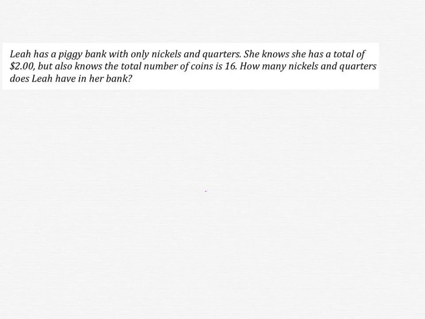So let's first identify what exactly the coins are that we have. We have nickels and we have quarters. We also know that together those nickels and quarters total $2. We also know that the total number of coins in her bank is 16. So starting off, let's identify our variables here. We have N for nickels and Q for quarters.